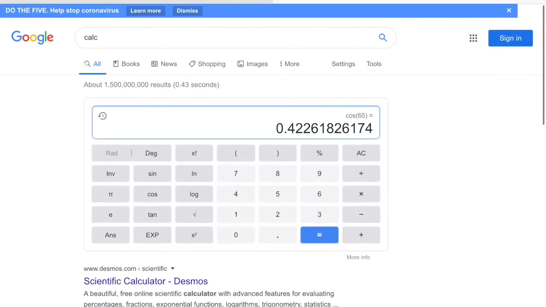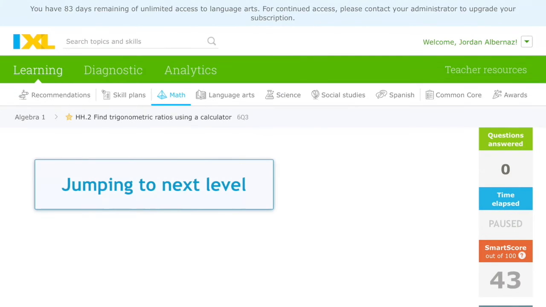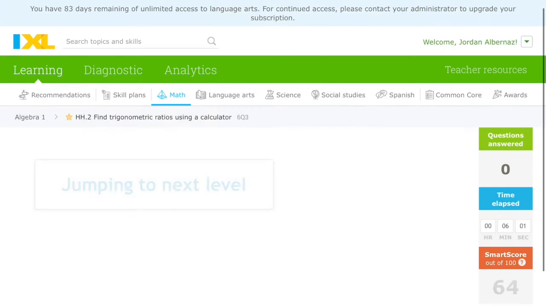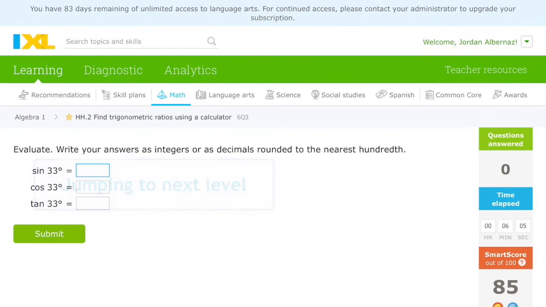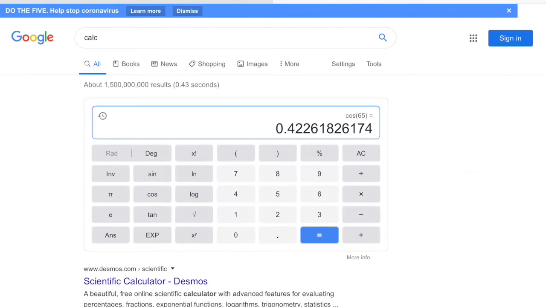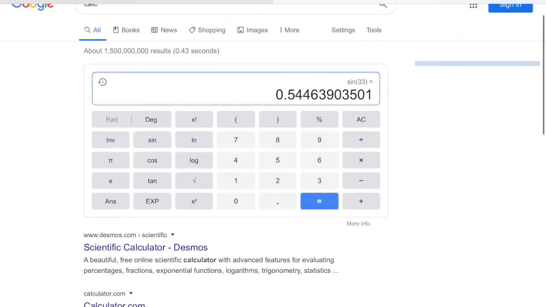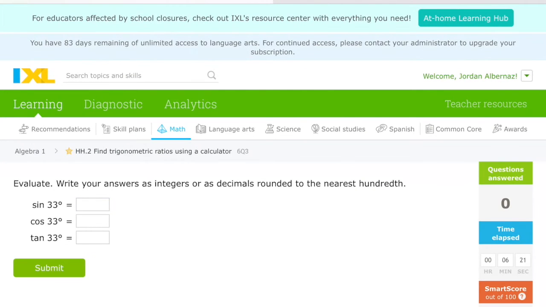I'm going to look and see. I don't think they get too much more complicated. There is one more skill. Cosine, what did we do? 33. I can do that one quickly. Let's see. Sine of 33 is 0.5446, but it wants the nearest hundredth, so 0.54.